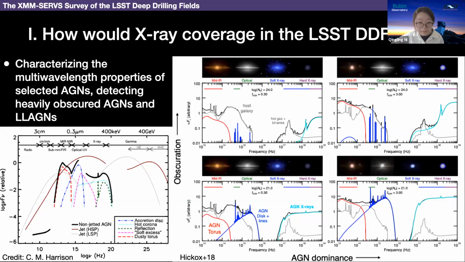Here I have a nice plot showing how the AGN plus host galaxy SED changes as a function of AGN dominance and obscuration. We can see that even when the AGN is not that dominant and the obscuration level is pretty high, we still observe point-like emission in the X-ray.